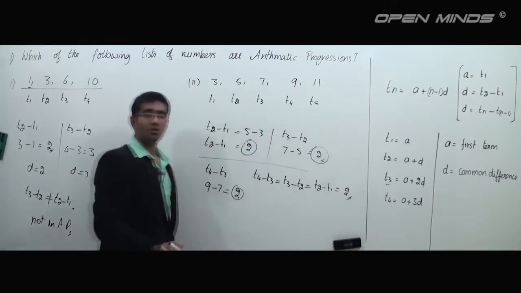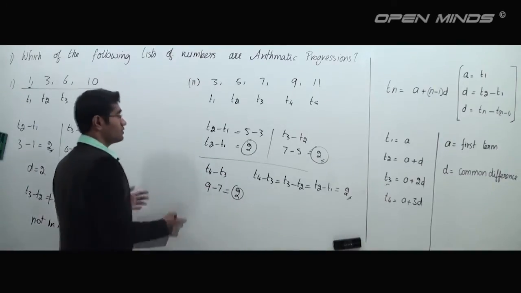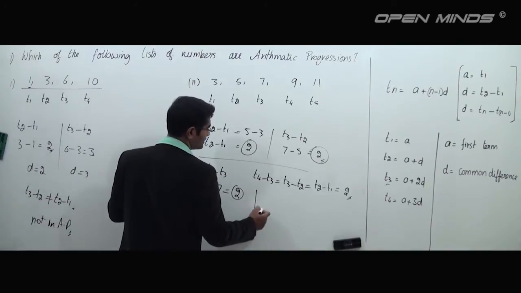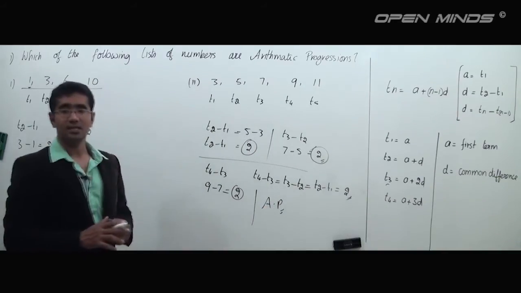It means we have a common difference between any two consecutive terms of that sequence or that progression. So yes, this is in AP. All right, this progression is in AP. That's it.